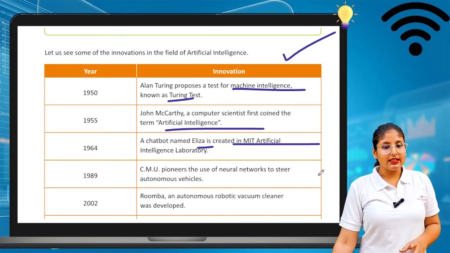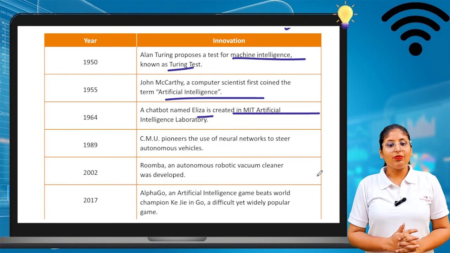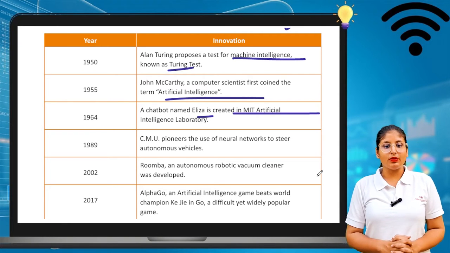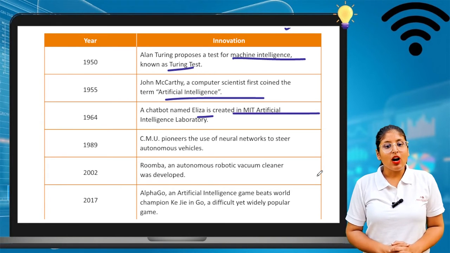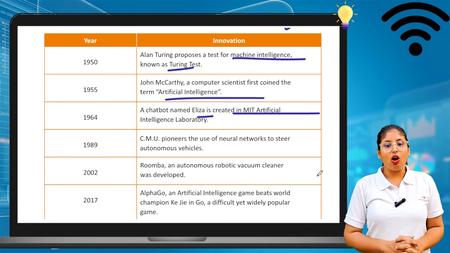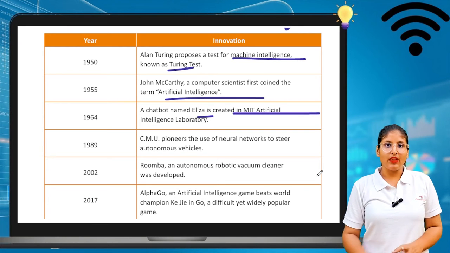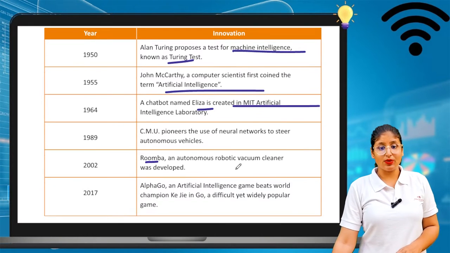Next, in 1969, CMU pioneers the use of neural networks to steer autonomous vehicles. And in 2002, Roomba, an autonomous robotic vacuum cleaner, was developed. What's that? It's Roomba.